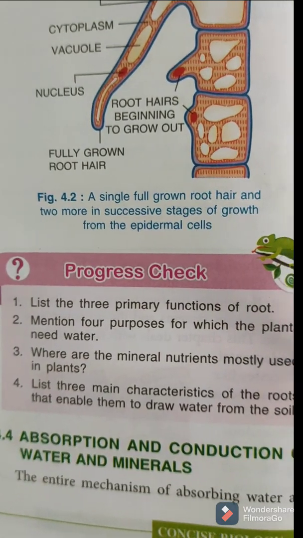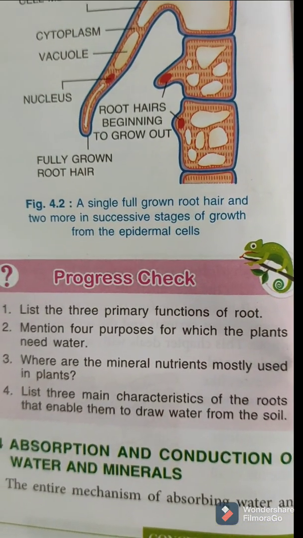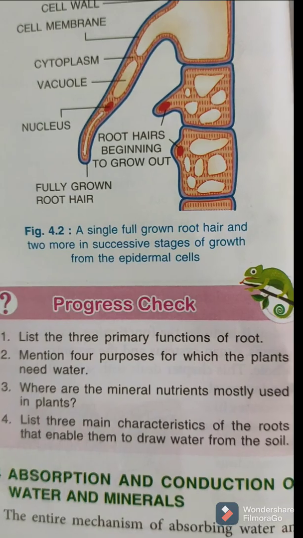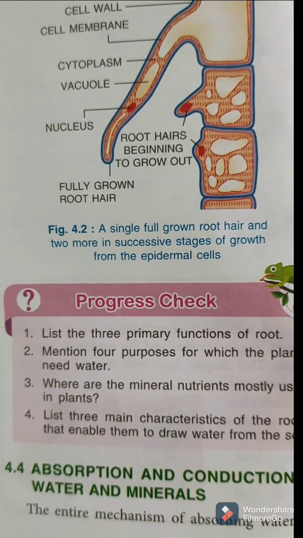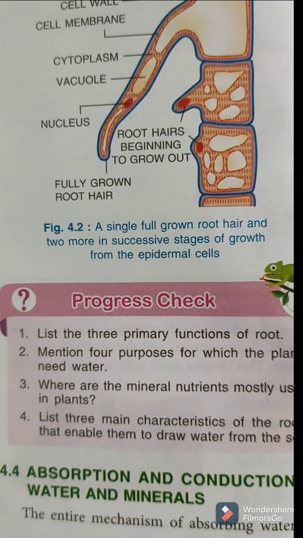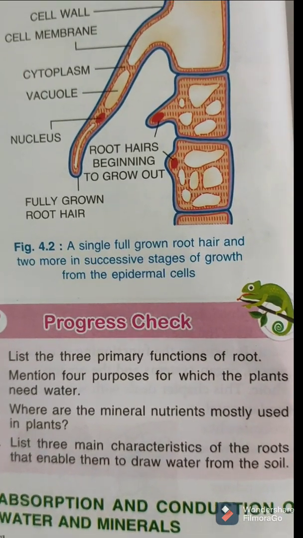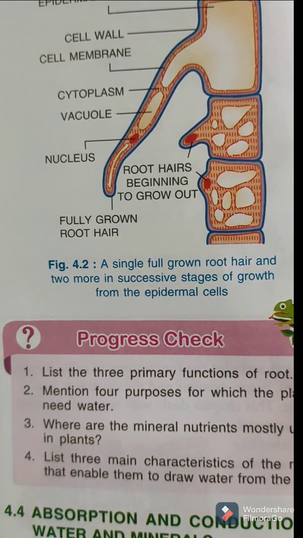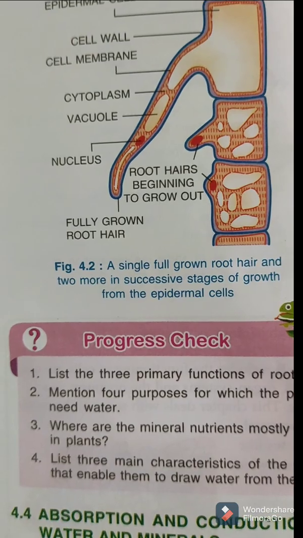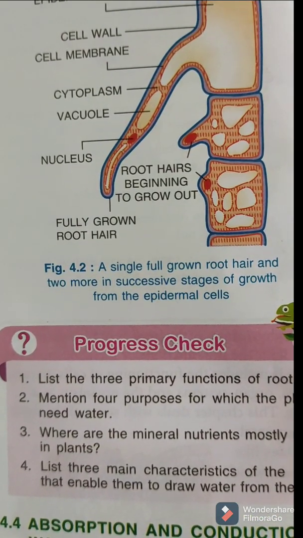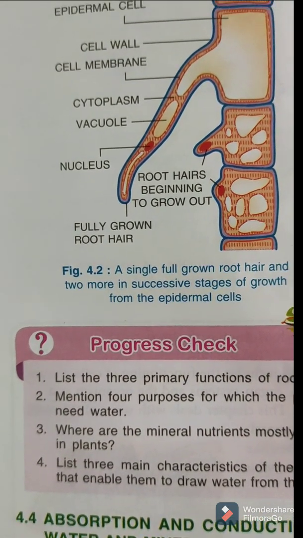Last, list 3 main characters of the root that enable them to draw water from the soil. So these are given on page number 38. So surface area of root is enormous. Root here have thin cell wall, and root here contains cells that have higher concentration than that of the surrounding water.